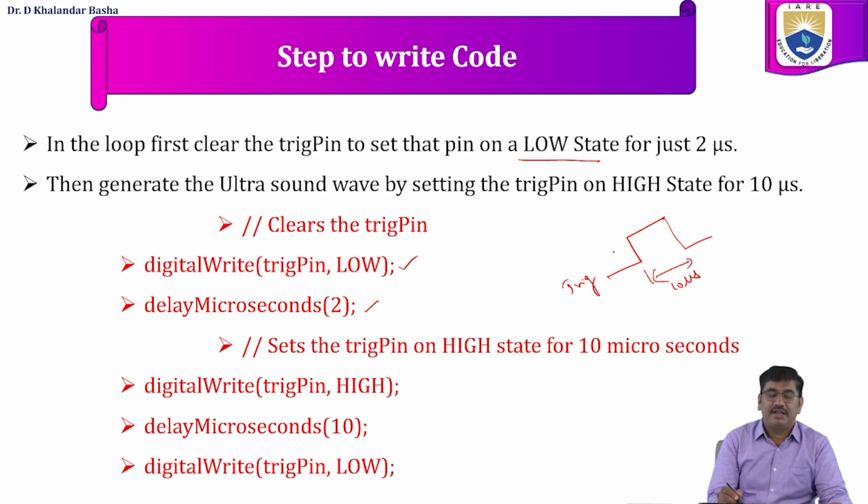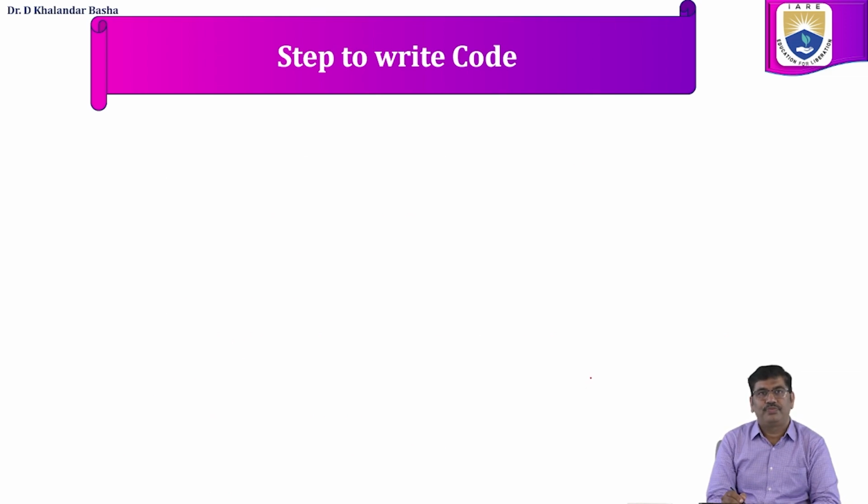Next, to make the trigger pin 1, we'll write digitalWrite trigger pin comma HIGH. Then we need to wait for 10 microseconds. So delayMicroseconds of 10. Then we'll make the trigger pin low.